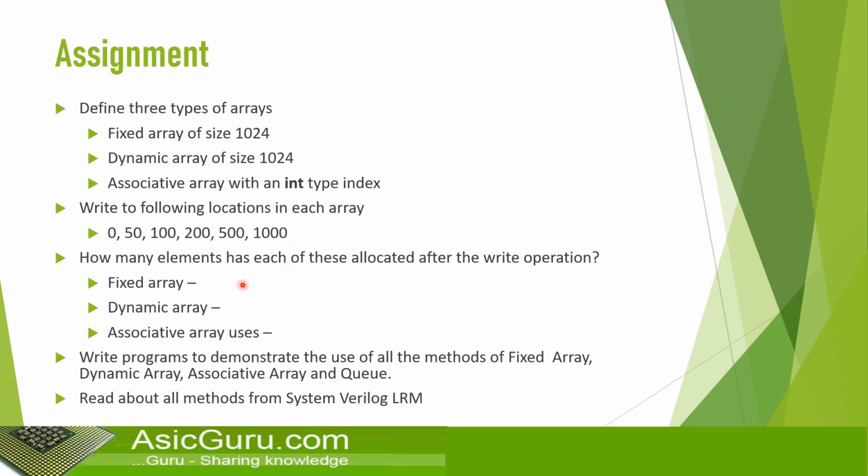Moving to the next question. Now determine how many elements are allocated after the write. For a fixed array, it is always 1024. A dynamic array will allocate 1024 initially, but only uses 6 elements after the writing. An associative array uses memory only for the 6 specified indices, making it efficient for sparse data.